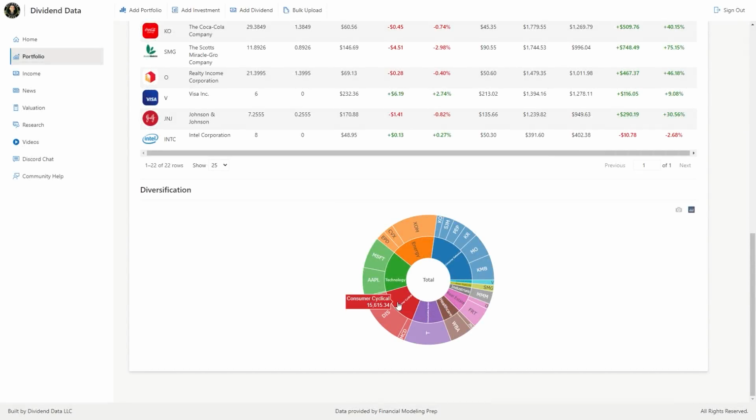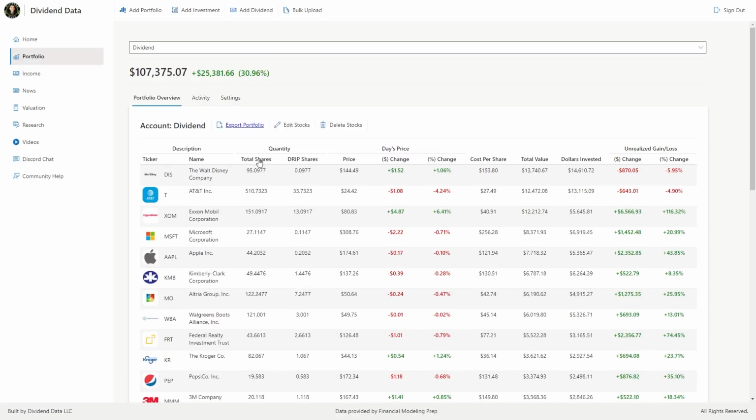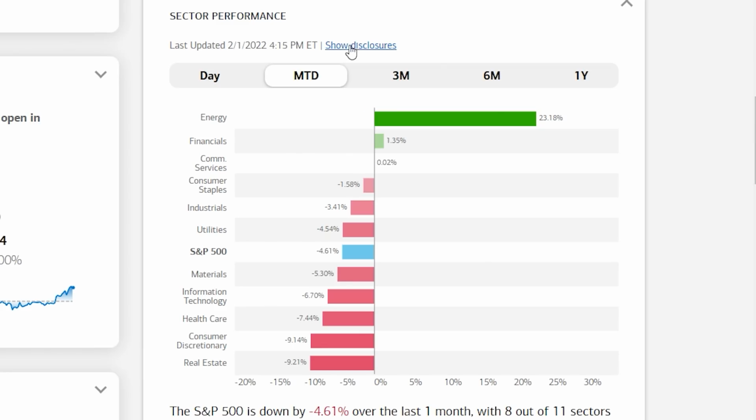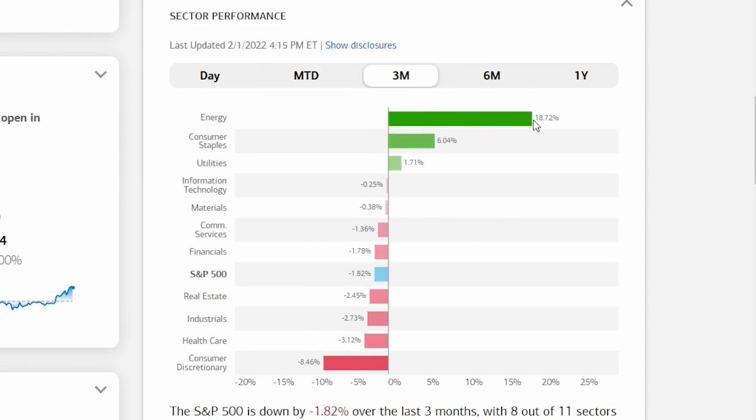So why have I been beating the market lately? It comes down to two main factors: my sizable exposure to the energy sector and my preference to invest in highly profitable companies. Over the past month, the energy sector is up 23%, while nearly every other sector is in the red. Over the last 3 months, the same story.